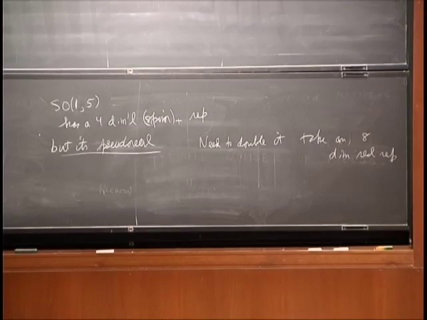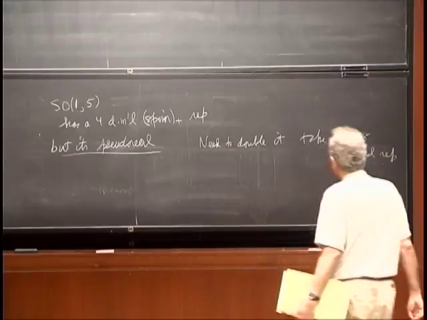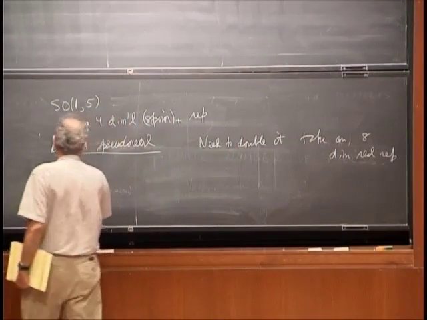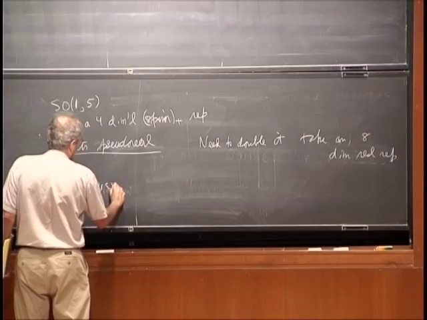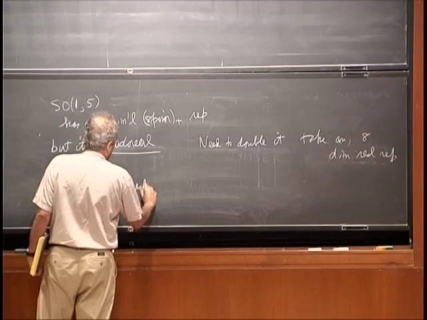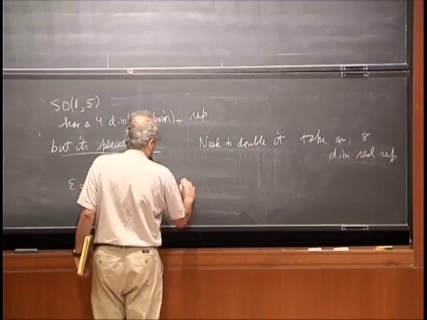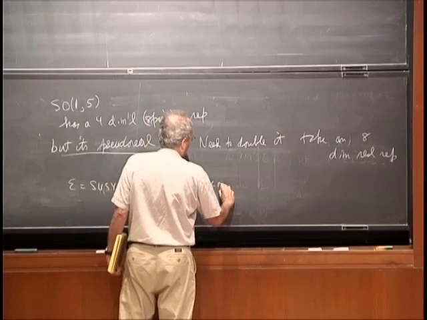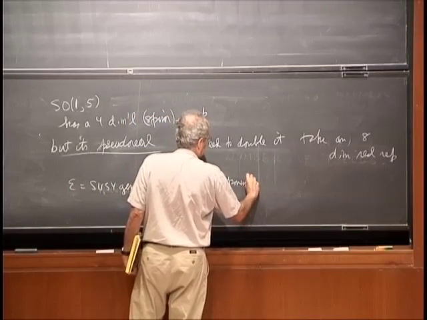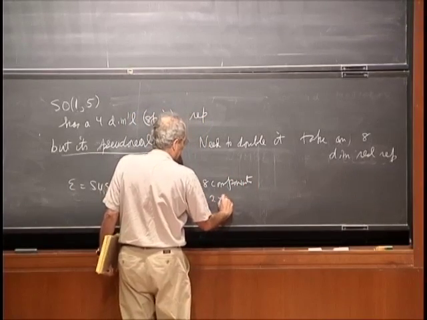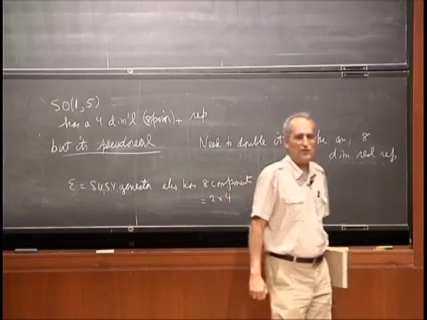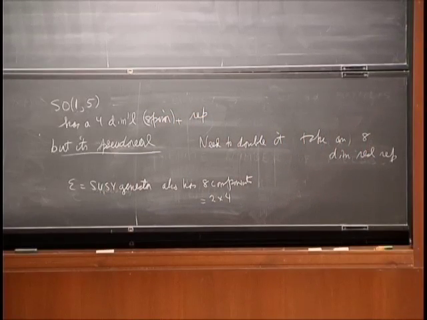Now, the supersymmetry generator was the same kind of animal that lambda was. So epsilon, which is the SUSY generator, also has 8 components, which is 2 times 4. So that answers the question I was asked at T yesterday, why this has N equals 2 supersymmetry in 4 dimensions. It has that because it has 8 supercharges.